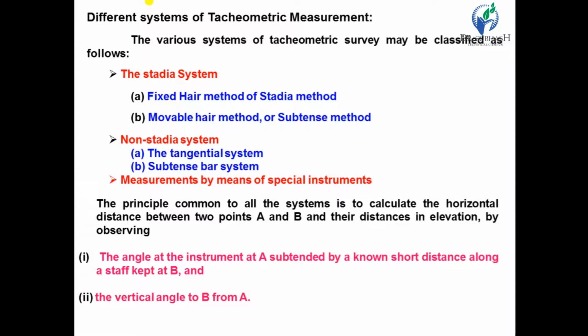The principle common to all systems is to calculate the horizontal distance between two points A and B, and the difference in elevation, by observing the angle at instrument A subtended by a known short distance along a staff kept at B, and a vertical angle to B from A.